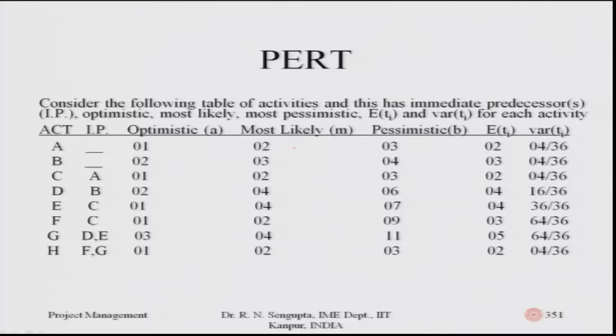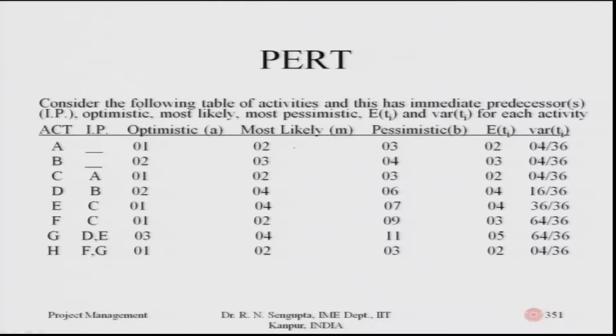The activities are given from A to H and the precedence is given in the second column. The optimistic time, the most likely time, and the pessimistic time, based on which we will do the calculations, are given in the third column, which is the optimistic time A, the fourth column, the most likely time M, and the fifth column, the pessimistic time B.